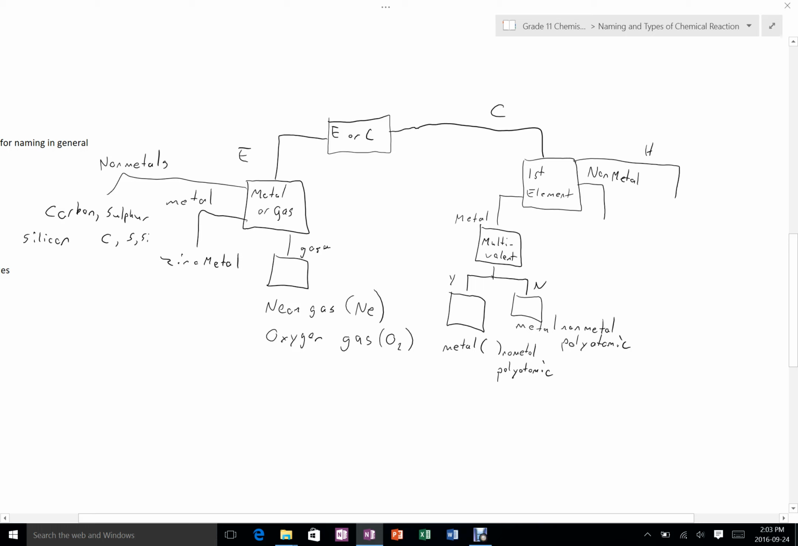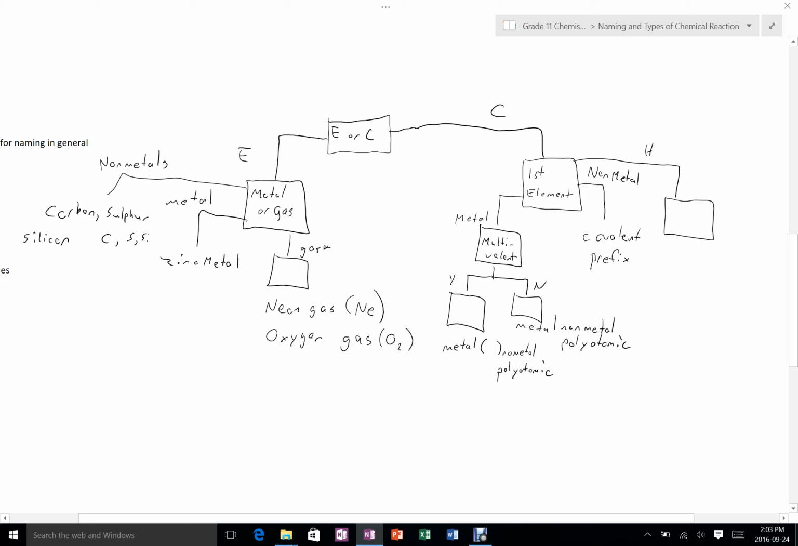If the first element's a non-metal, then we're going to use our covalent compound naming system, specifically our prefixes. And finally, if the first element is hydrogen, then we're dealing with our acids.